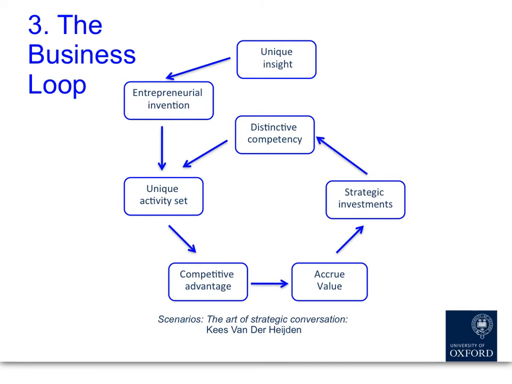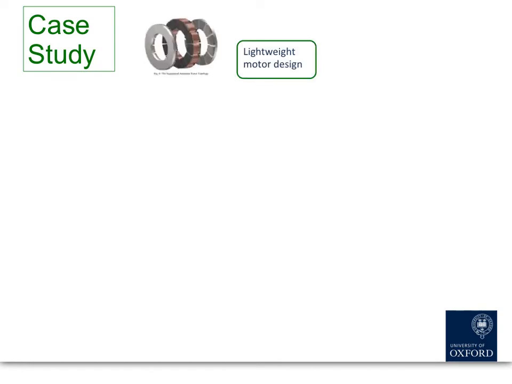Let's consider a case. In our particular case, consider the Yasamoto, which is a machine that was developed right here in Oxford within our particular department. This particular unique insight was a machine which was extremely lightweight and had very high torque for its particular size.